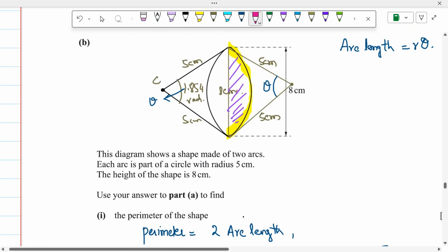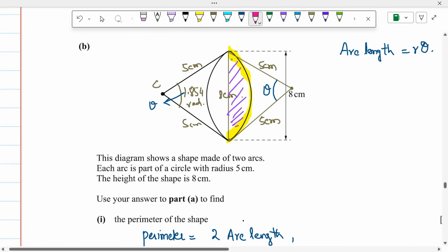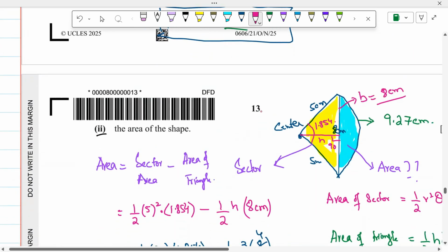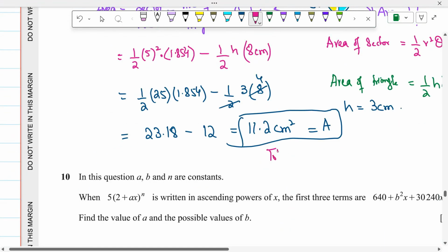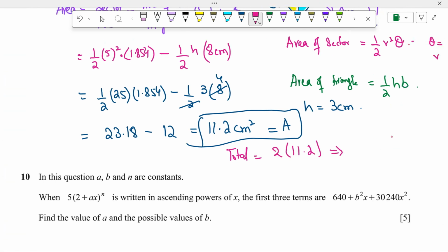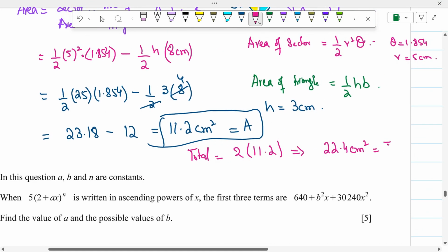We need to find the total area of this whole shape. We have calculated the half shape. So the total area is equal to 2 times this half shape, which is 11.2, and this one is equal to 22.4 centimeters squared. So this one is the total area.